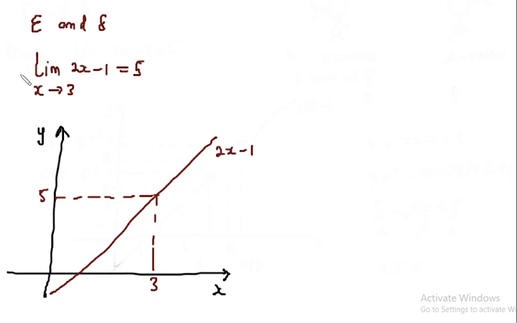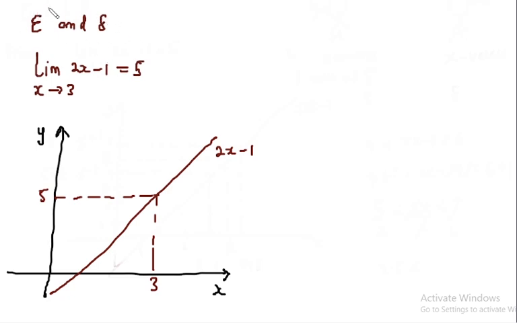This can be interpreted as: as the value of x approaches 3, this function approaches 5. So if you look at the graph, as we are moving towards 3, our y value also gets closer and closer to 5. That's the interpretation of this. So what do epsilon and delta have to do with any of this?